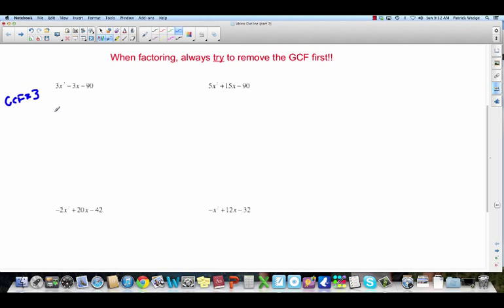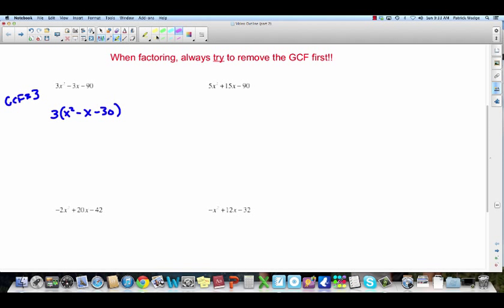So since the greatest common factor is 3, we write 3, and then I ask myself, what do I multiply 3 by to get 3x squared? By x squared. What do I multiply 3 by to get negative 3x? Negative 1x, or just negative x. What do I multiply 3 by to get negative 90? Negative 30. There you go. We removed the greatest common factor.